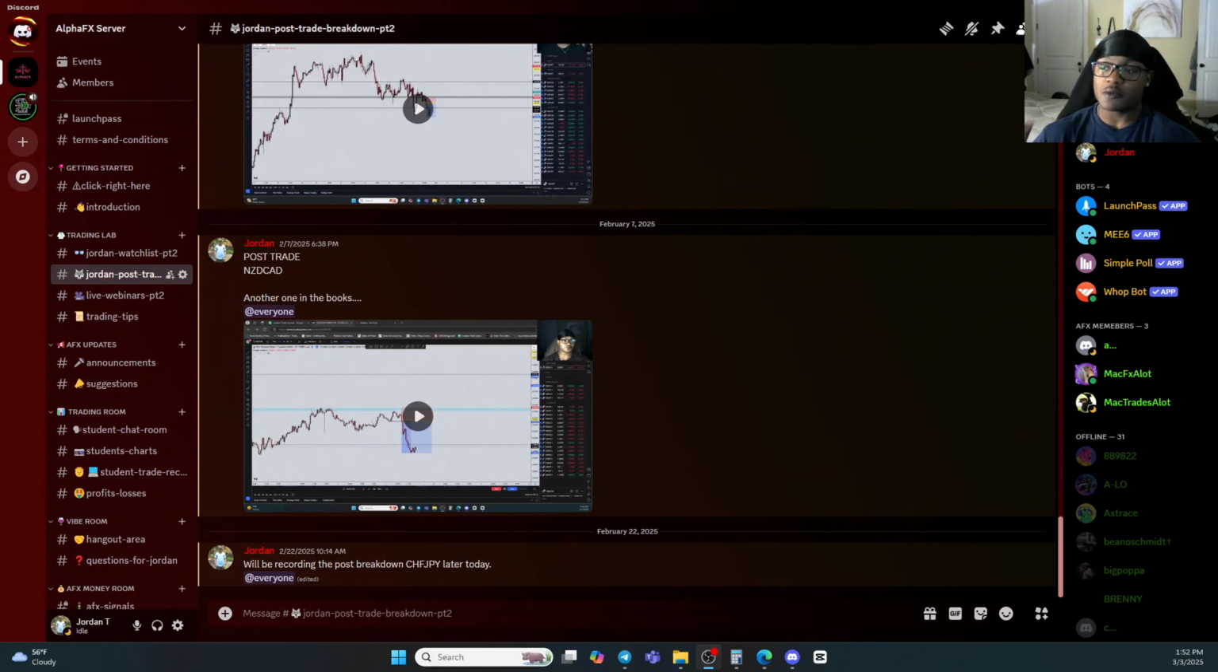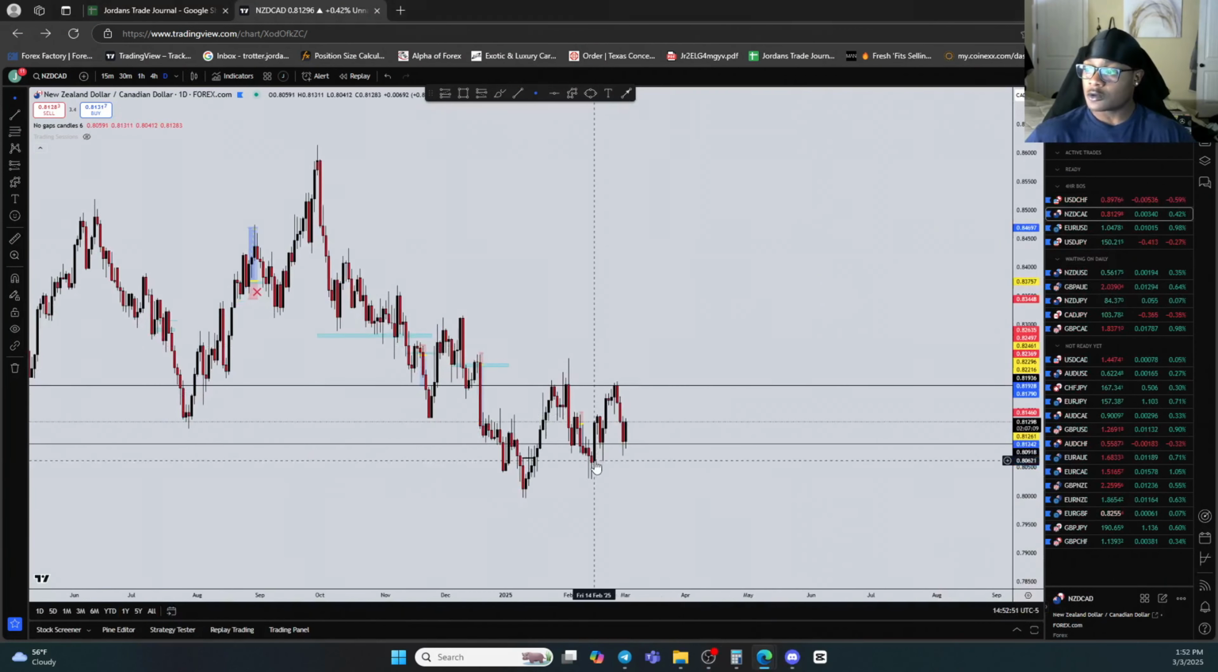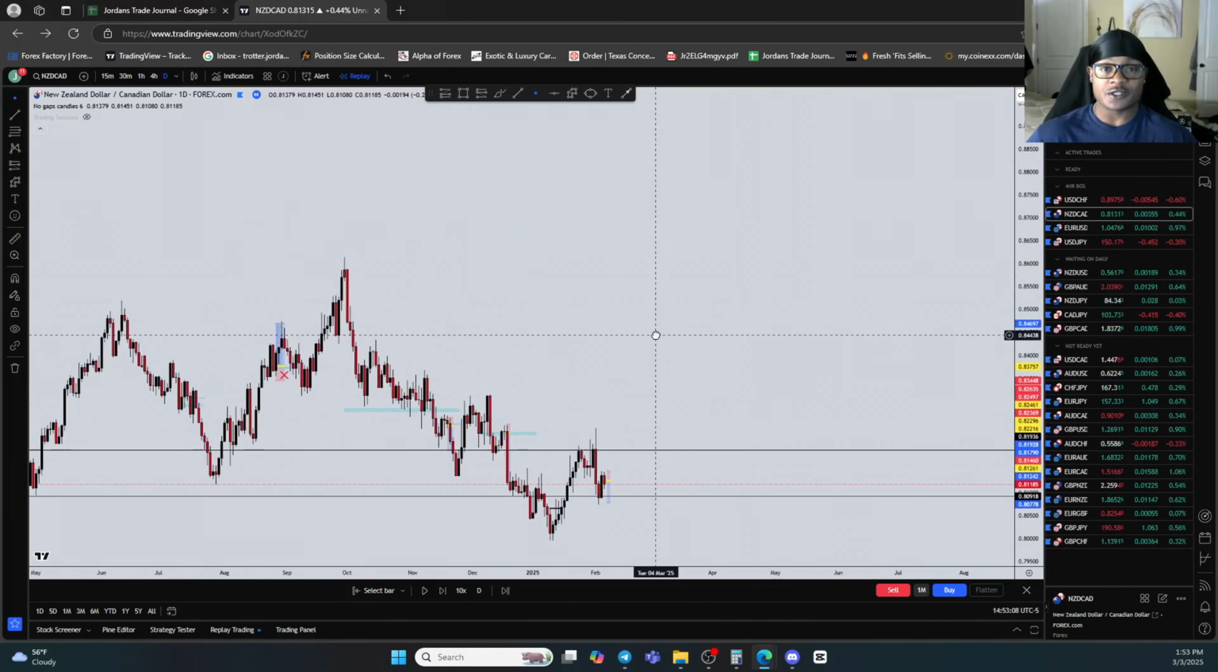We're going to use a post-trade trade we took in our Discord, which is NZD CAD back on February 7th. So going to NZD CAD, which we are on, going to February 7th, which is around here. First things first is identifying our market structure.